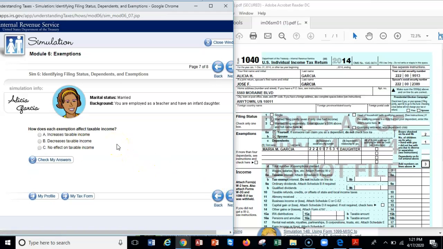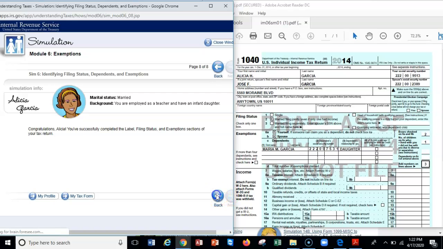Does each exemption affect taxable income? In other words, is that going to affect how much tax you pay? Yes, it is. And it says, how does each exemption affect taxable income? Well, every time there is another exemption added, it decreases your taxable income because that is an exemption. That part of the money is exempt, okay? So it lowers it. Let's take a look at this and see if that's correct.